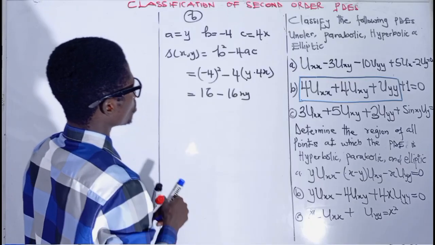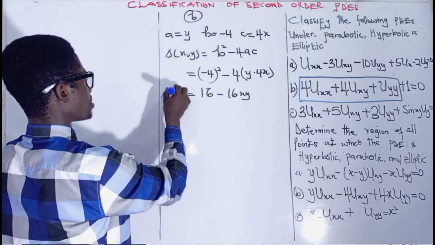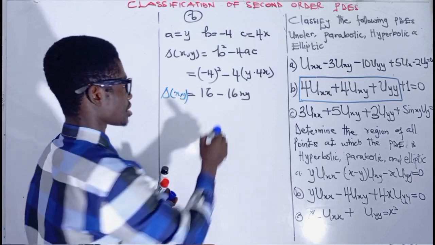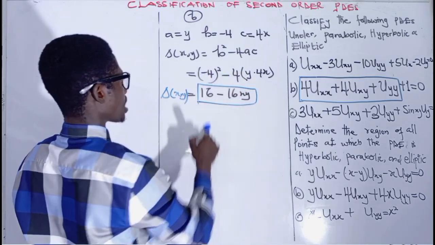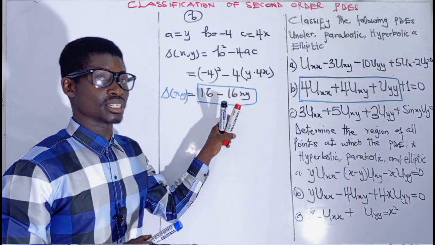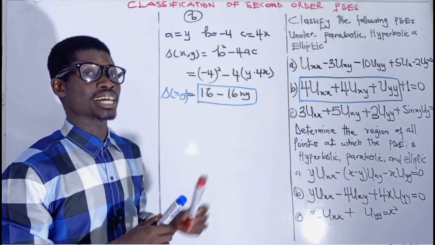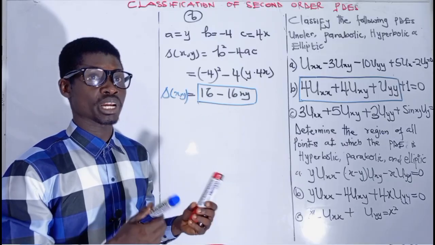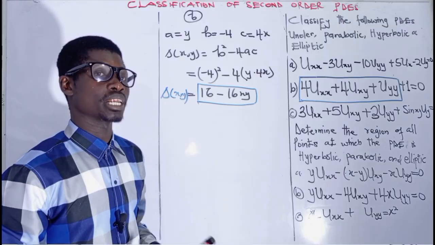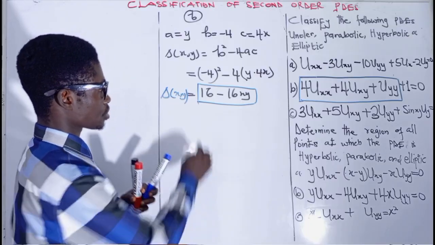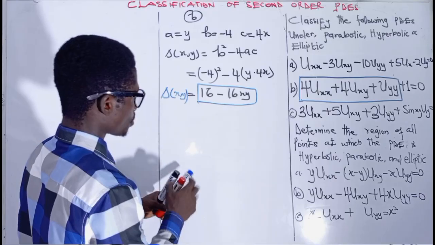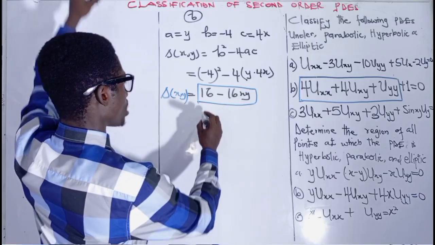So this one also, you can see that our discriminant is an expression. So we can't just state that the equation is parabolic, elliptic, or hyperbolic. We have to analyze the expression before we can come out with our conclusion that the PDE is what? Parabolic, elliptic, or what? Hyperbolic. So we are going to analyze it like the earlier example that we did. So we are starting with what? The parabolic.